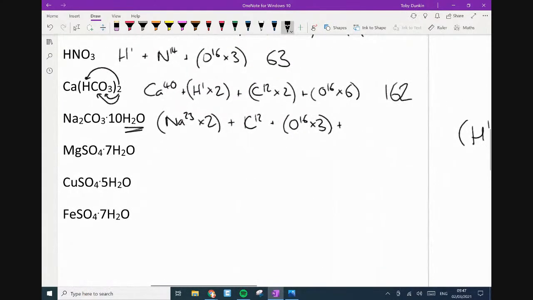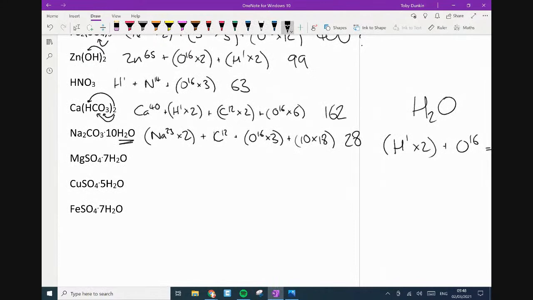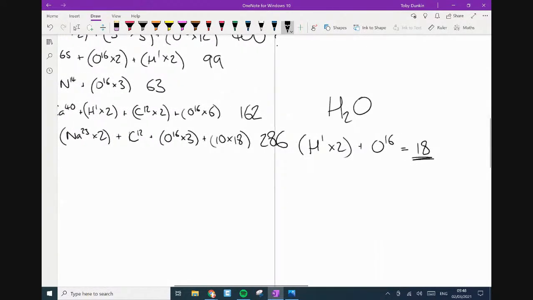Water is 18, and I've got 10 of them, plus 10 times 18. Add it up, so 23 plus 23 plus 12 plus 16 times 3 plus 18 times 10. 18 times 10. Go. 286. Tick it if you've got it.